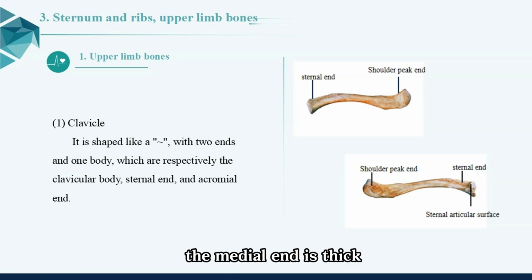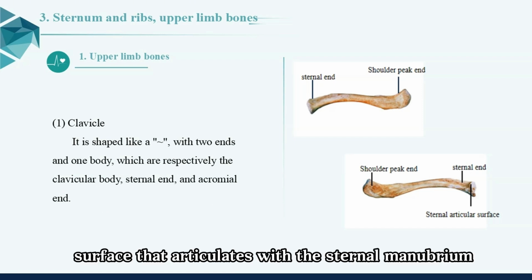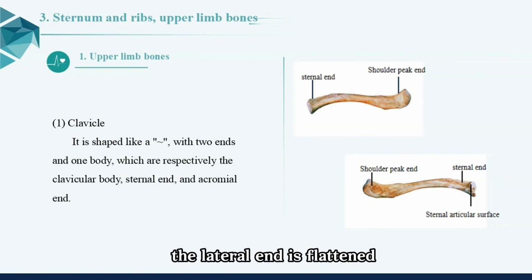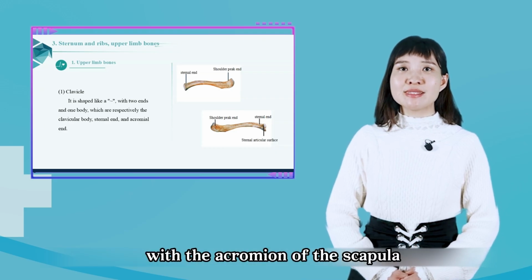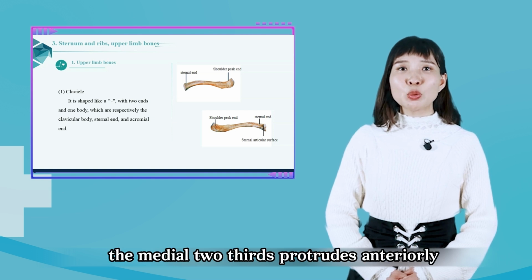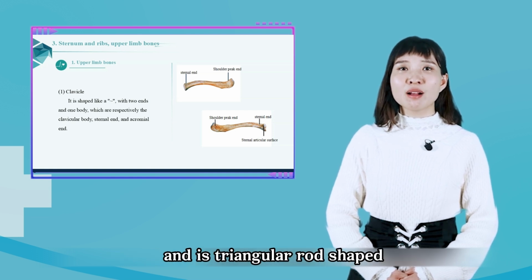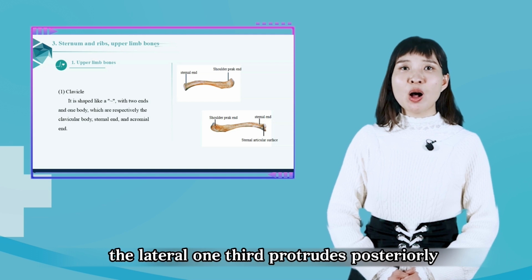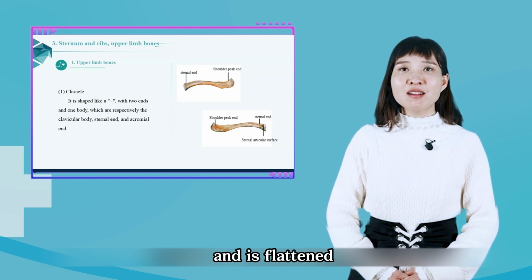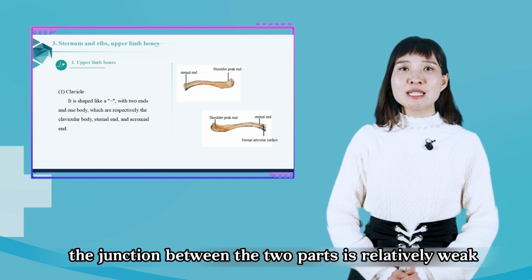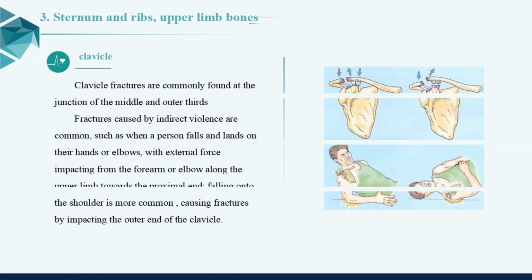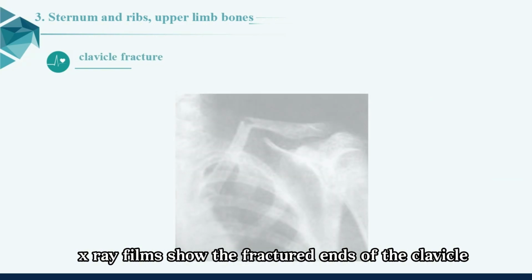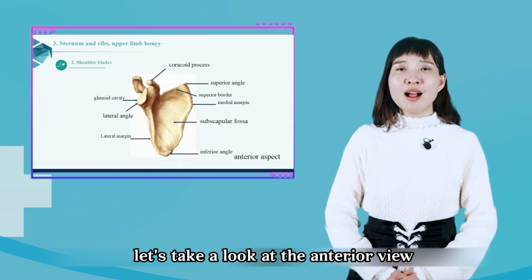The medial end is thick and is the sternal end, with an articular surface that articulates with the sternal manubrium. The lateral end is flattened and is the acromial end, with a small articular surface that articulates with the acromion of the scapula. The medial 2/3 protrudes anteriorly and is triangular rod-shaped. The lateral 1/3 protrudes posteriorly and is flattened. The junction between the two parts is relatively weak. Clavicle fractures commonly occur here. X-ray films show the fractured ends of the clavicle. Let's take a look at the anterior view.